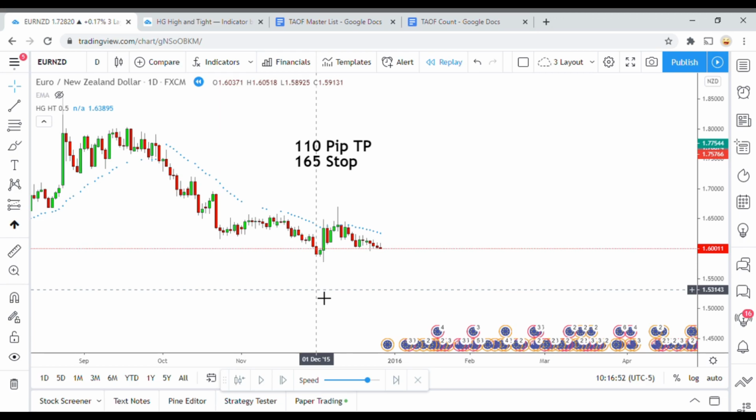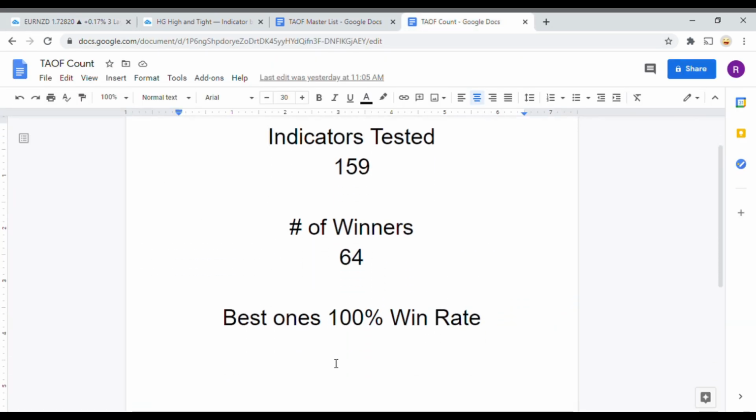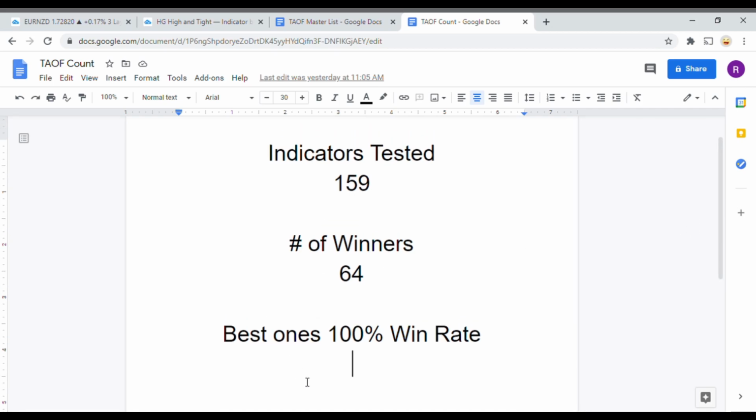All right, as I said, today we will be testing the HG high and tight indicator. But before we do, I wanted to put the indicator scoreboard up for everyone to see. So to date, we have tested 159 indicators. Out of those 159 indicators, 64 of them have been winners, which means that they have met or exceeded the 60% win-loss ratio threshold that we have set for them. The best ones so far were able to achieve a 100% win rate.